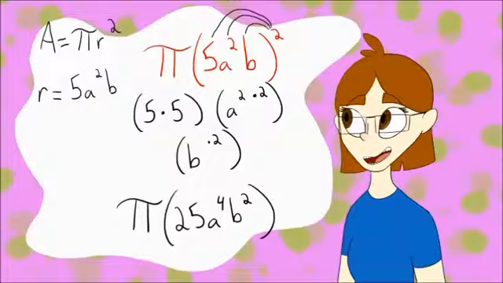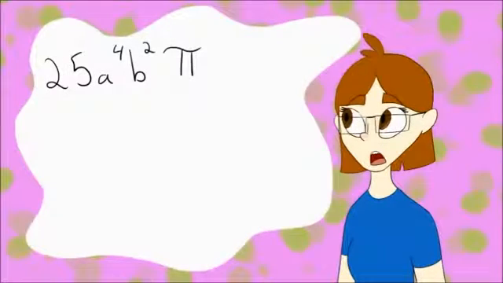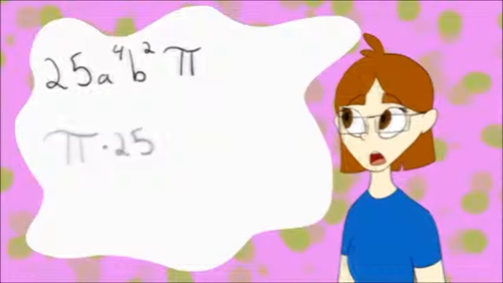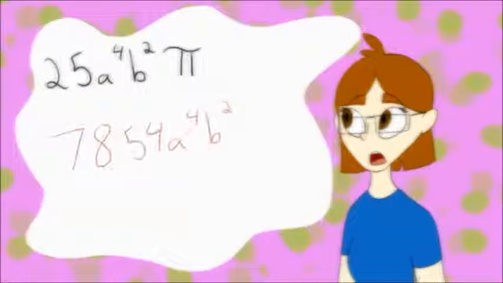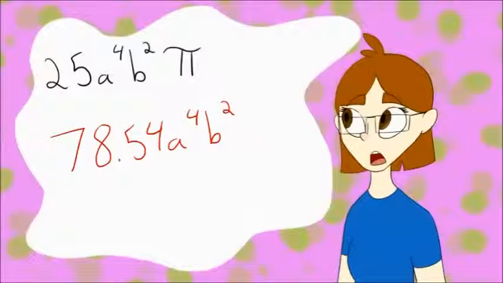Now there are 2 ways you can end this equation. You can either simplify it so that it becomes 25a to the 4th b squared pi, or you can multiply pi and 25. And after rounding to the nearest hundredth, you should get 78.54a to the 4th b squared. It really all depends on you or your teacher's preference.